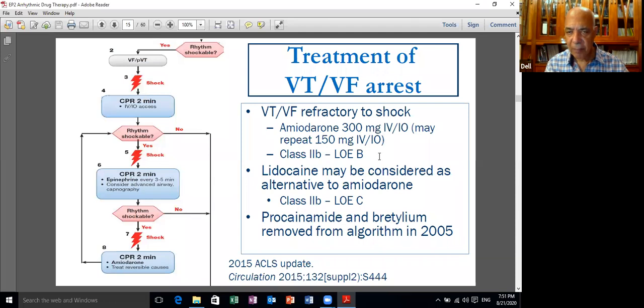Amiodarone is definitely much better than lidocaine in treatment of ventricular tachycardia and ventricular fibrillation, but lidocaine should be considered as an alternative if amiodarone is not available. The guidelines of 2005 and 2015 removed procainamide and bretylium from the ACLS algorithm for simplicity.